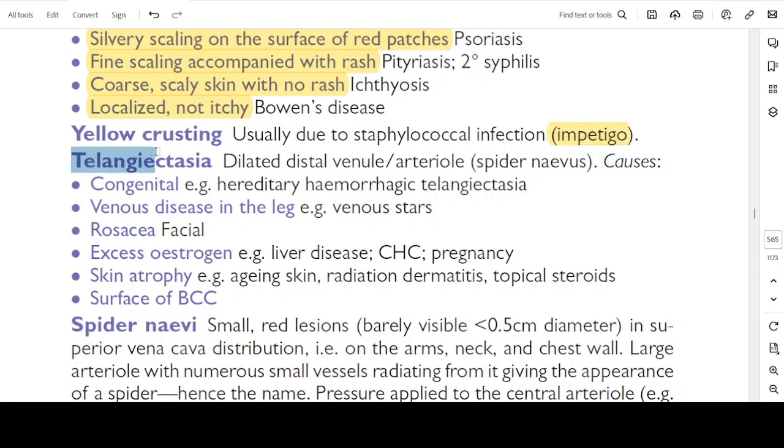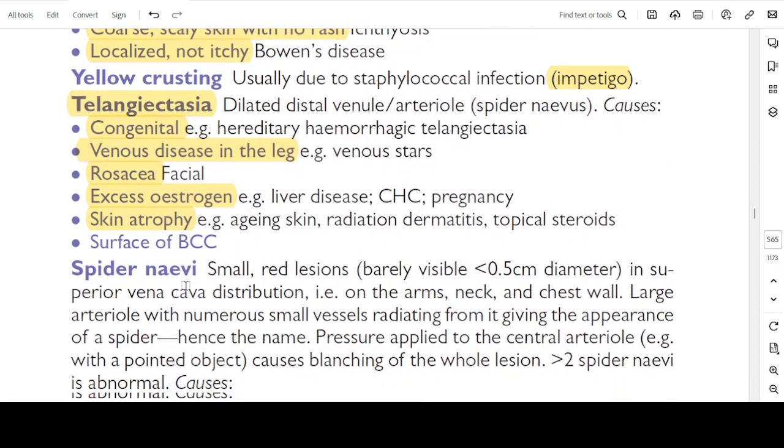Telangiectasia. Dilated distal venule or arteriole, spider nevus. Causes are congenital, hereditary hemorrhagic telangiectasia, venous disease of the leg, venous stars, rosacea, facial telangiectasias, excess estrogen or liver disease. Combined hormonal contraceptives or pregnancy can cause telangiectasias, skin atrophy, aging skin, radiation dermatitis. Topical steroids can cause telangiectasias. The surface of a basal cell carcinoma will have telangiectasias.